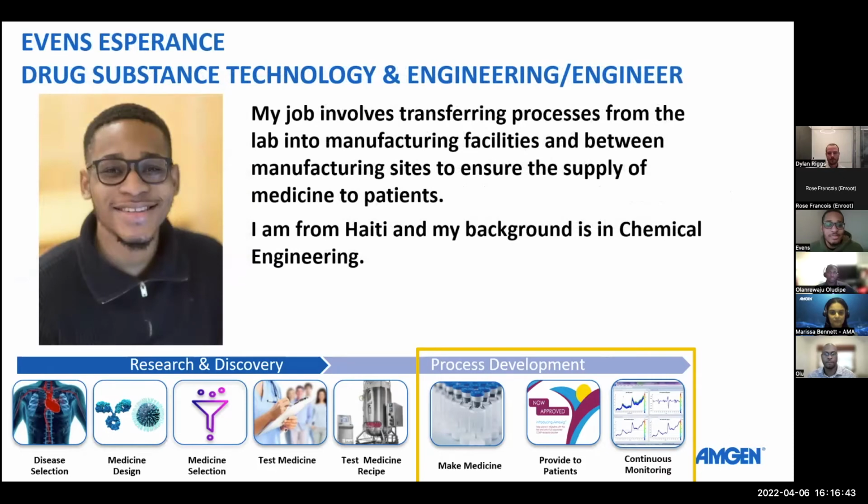Hi, everyone. My name is Evans Esperance. I also work at Amgen in the process team. I'm an engineer. So my job involves taking things that maybe Laundry or other people who spoke before me are working on in the lab at smaller scale and making sure we can produce them in manufacturing at larger scale so we can bring those medications to patients. My background is in chemical engineering.